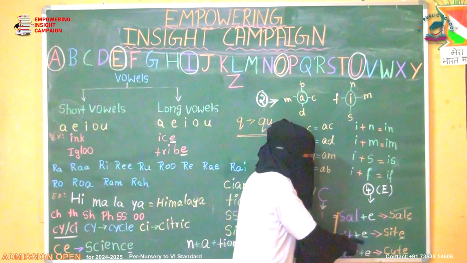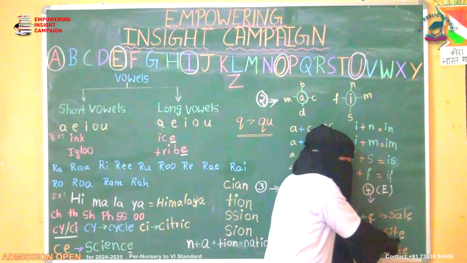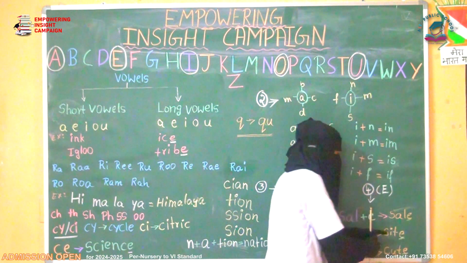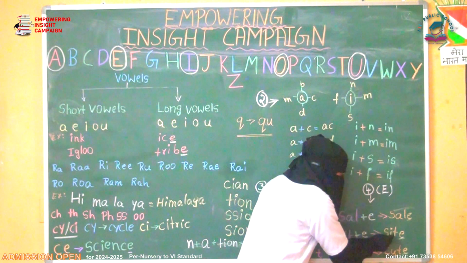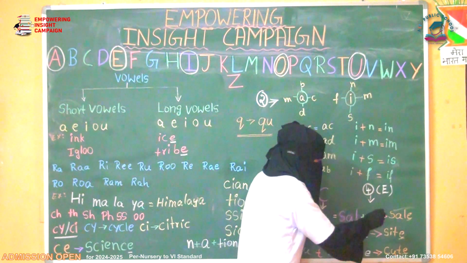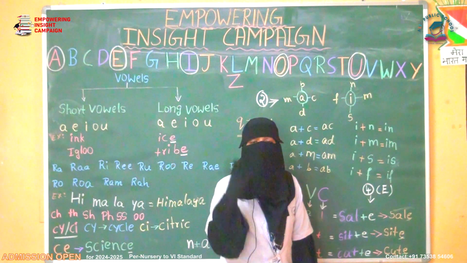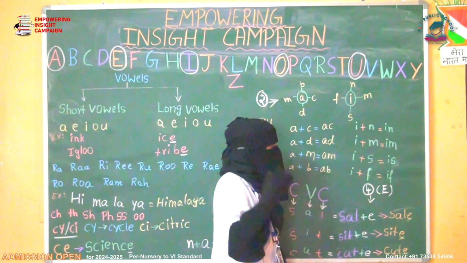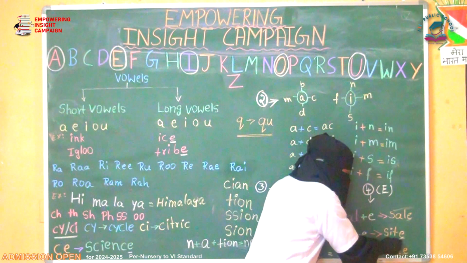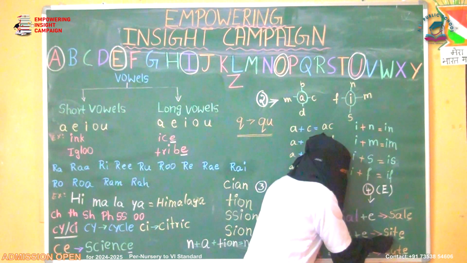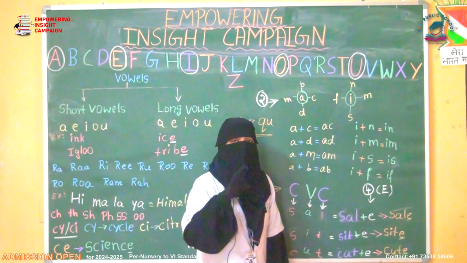Sit. Sit, you have said. While you are adding E at the last, this E will be silent, and the previous vowel, here it is I, whatever the vowel it may be, I, E, A, O, U, you have to read. If the last letter is E, you have to read that previous vowel as its spelling itself.